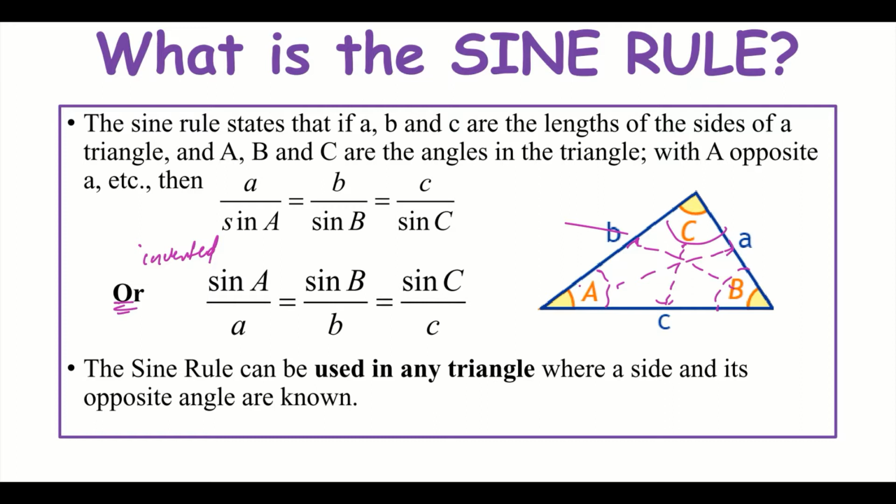The sine rule can be used for any triangle, even a right angle triangle. Please, people, I'm going to do some videos debunking this, because I know some teachers tell students that you only use the sine rule for non-right angle triangles. No, it's used for any triangle where a side and its opposite angle are known. So let's get into the proof right now.